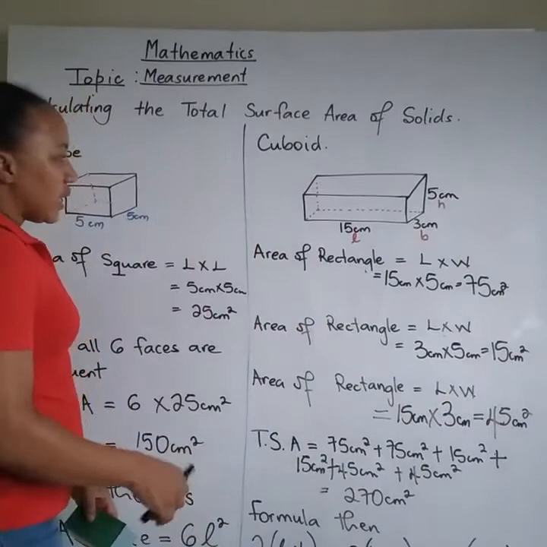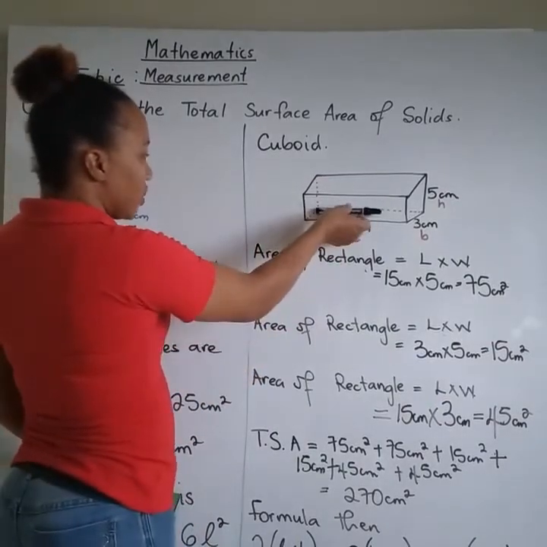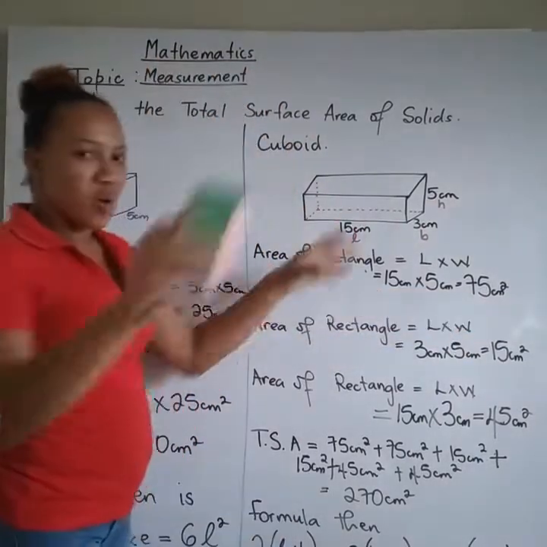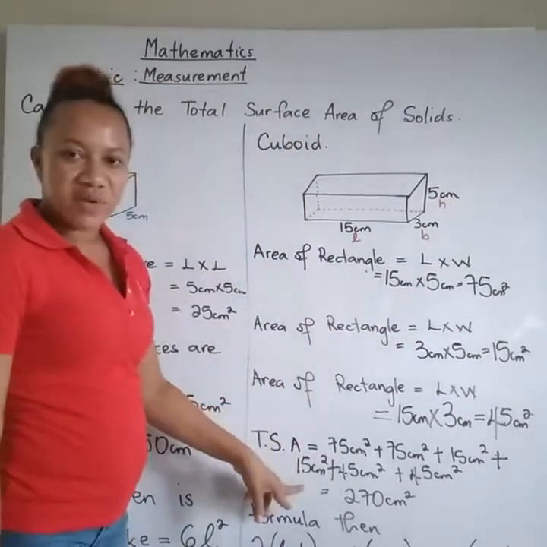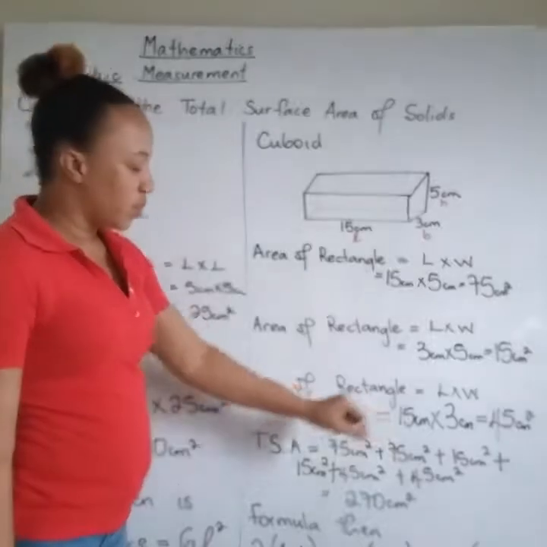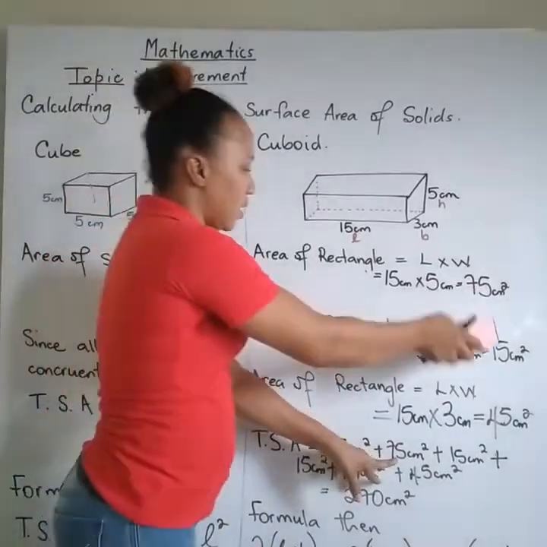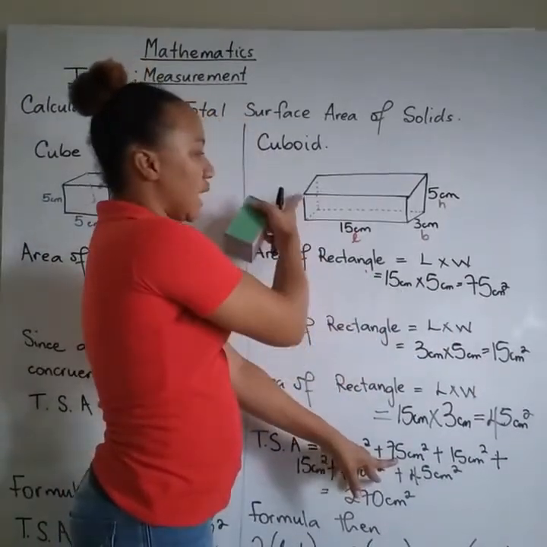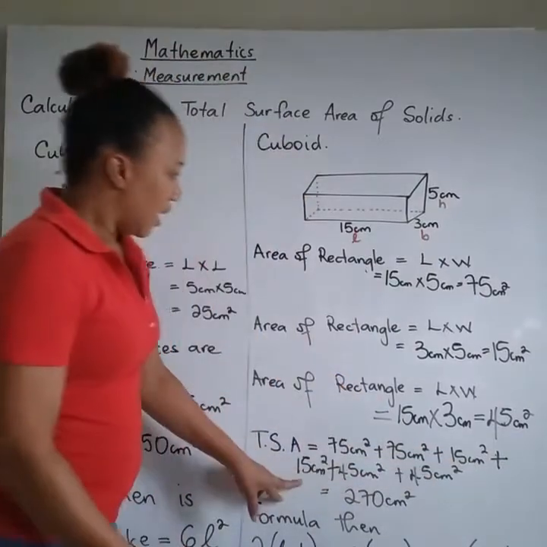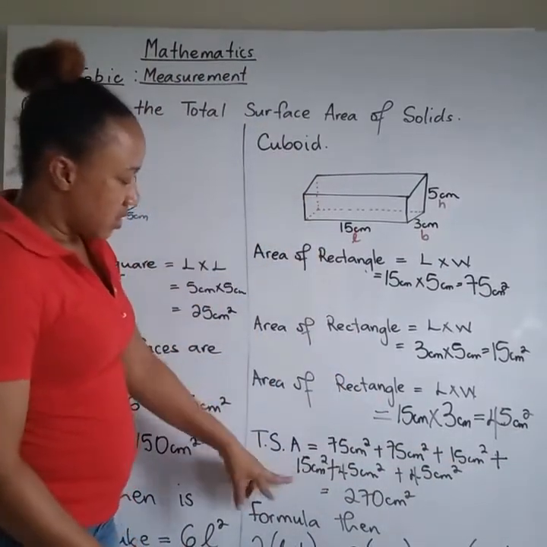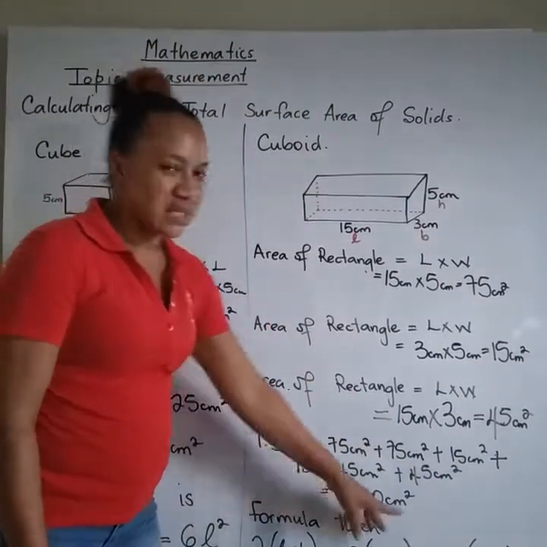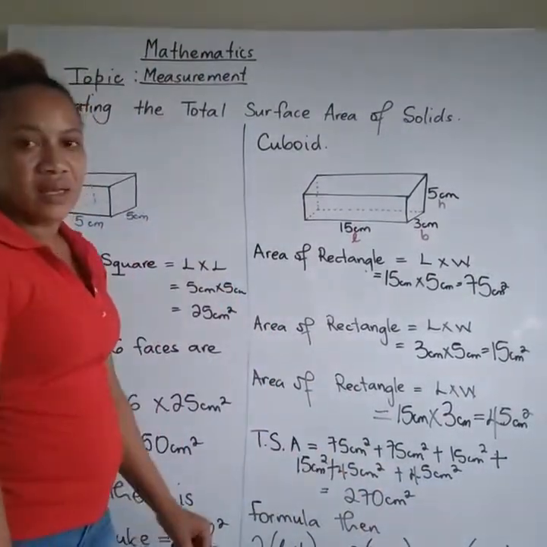Now because I know that I have this one at the front, there's another one at the back. So if this is 75, when I'm going to combine everything to get my total surface area, I'm going to add this twice. So it's 75 plus 75. This one right here, I know that I have 2, one at this end and one at this end, so I'm going to add that twice. And the one at the top and the bottom is there twice, so I add those numbers twice. So I get 270 square centimeters for my area.